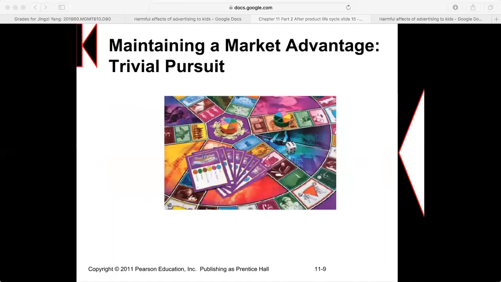Okay, right now I'm going to pass to my team member, Gloria. She will cover how to maintain a market advantage. Thank you, Jency. My name is Gloria Clark, and as she said, I will be talking about this market advantage.